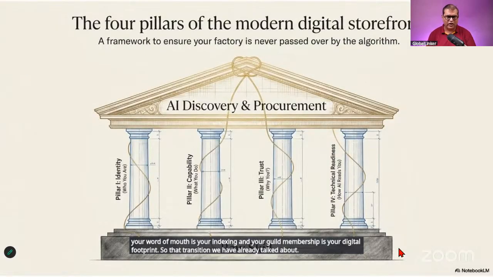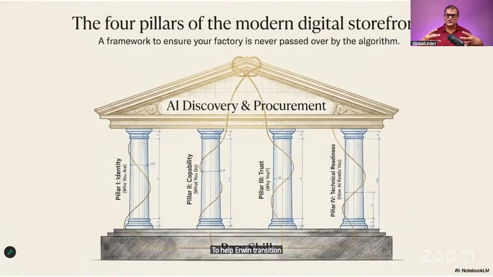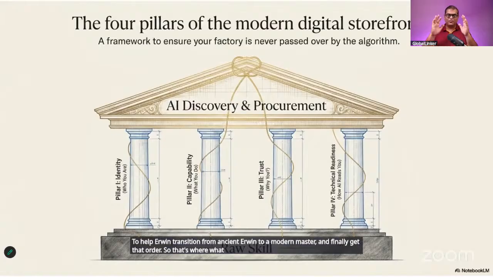But now coming to our objective, our mission, and that is to help Arvind transition from ancient Arvind to a modern master and finally get that order. So that's what we have to do: work on these pillars that will build the AI discoverability or AI recommendability of Arvind's business.